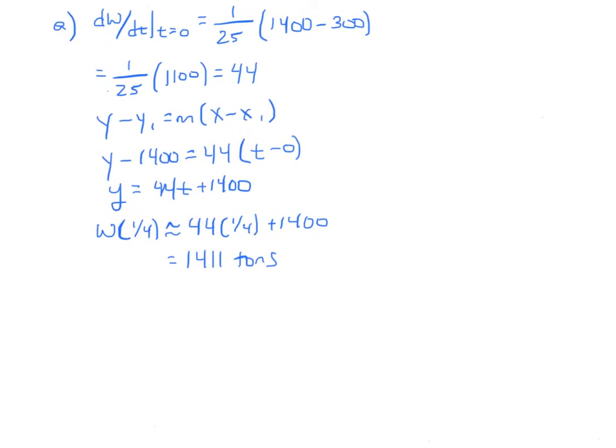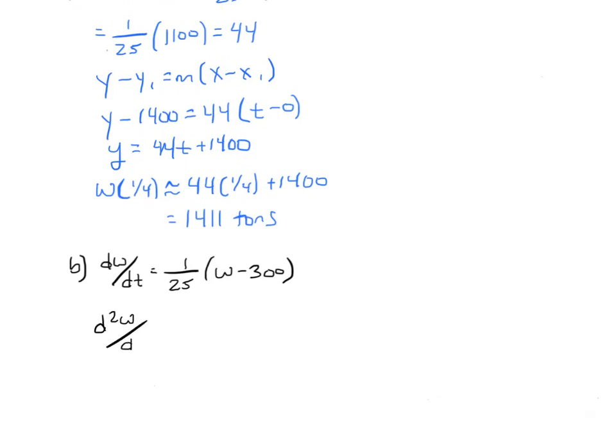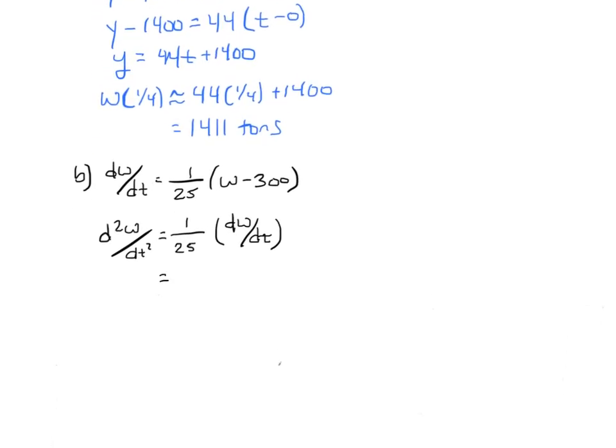Okay, so part B, I'm just going to write our differential equation again. It is 1/25 times W minus 300, so the second derivative. I'll use the constant multiple rule and leave that 1/25. Then we multiply by the derivative of W and negative 300. Now we know the derivative of negative 300 is 0, but the derivative of W is dW dt. And we know what dW dt is. dW dt is 1/25 times W minus 300. So here is our second derivative in terms of W.